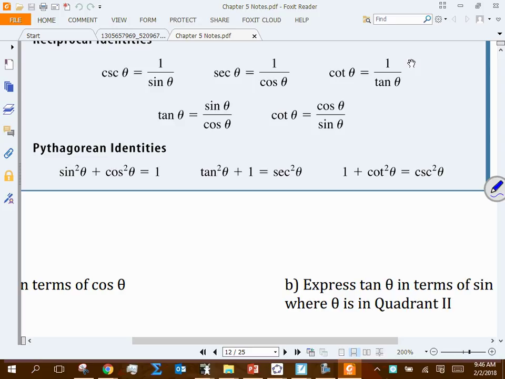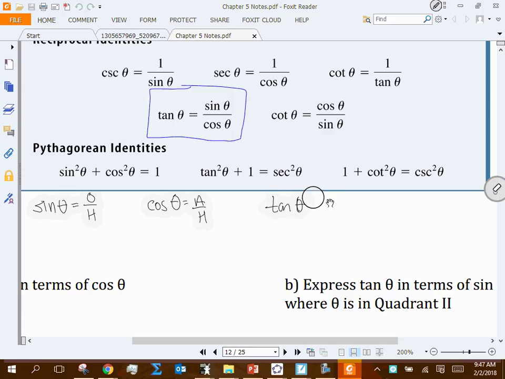But I want to talk about the tangent of theta, and why this makes sense, why that's true. We're going to use this one a lot. So let's just deal with sine and cosine real quick. If I use SOHCAHTOA, the sine of theta is what? Opposite over hypotenuse. Cosine of theta is what? Adjacent over hypotenuse. And tangent of theta is what? Opposite over adjacent.